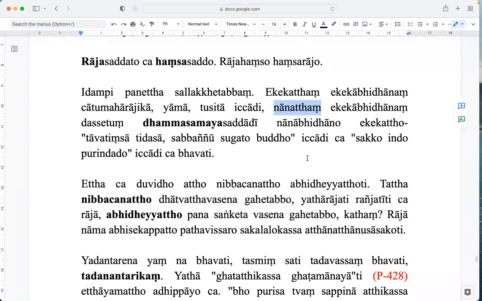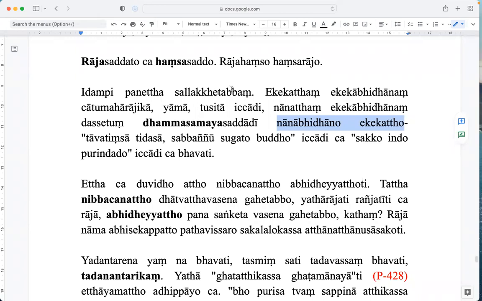Yeah. So if we go to the last part, it's nana bida no eke kato, right? We have many words, but it has only one meaning. Like sako, indo, purindado, many words, but only one person. Synonymous. Like Sapanyu, Sugato, Buddha, three words, but they refer only to the Buddha. That is Nanabidano Igigato.